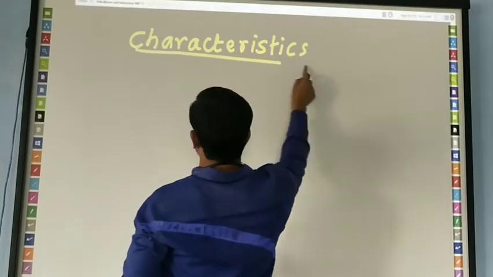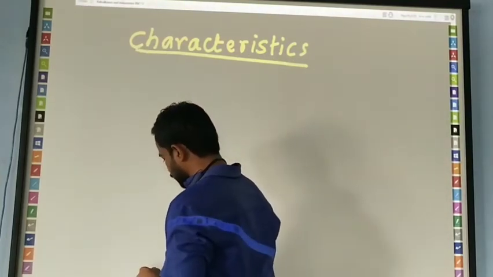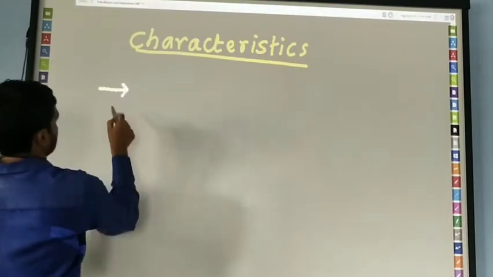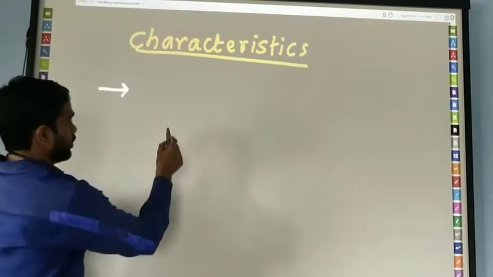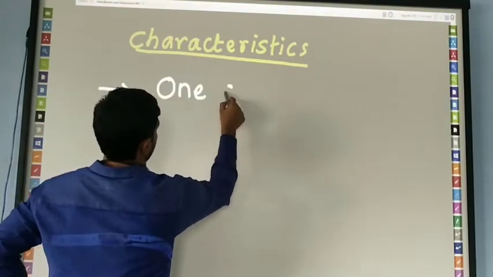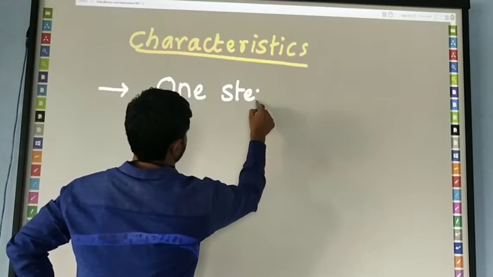Characteristics. Okay, let's see it point-wise. The first one: the SN2 mechanism is a one-step process.